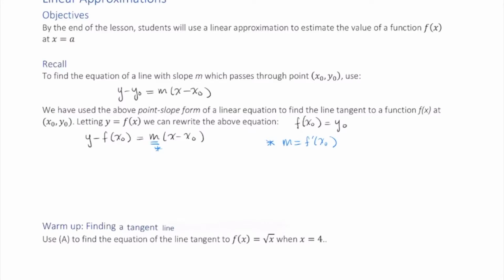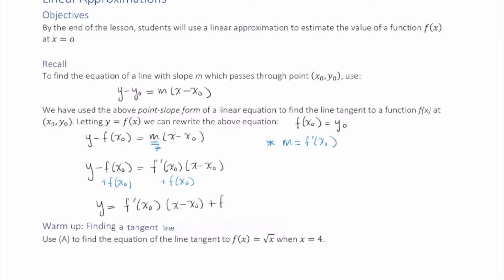So we have y minus f of x naught equals the derivative of f evaluated at x naught times (x minus x naught). And then we can add f evaluated at x naught to both sides to end up with y equals f prime of x naught times (x minus x naught) plus f of x naught. Okay, now that we've done this little bit of review, let's call this equation A.